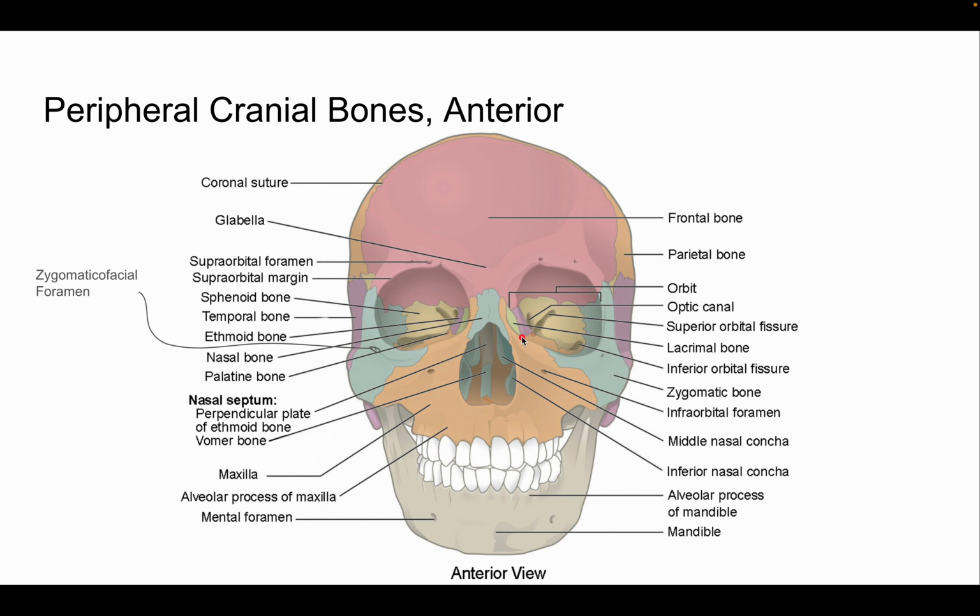And then just looking here, we have the maxilla. We have the alveolar process of the maxilla, and that's just where the teeth are going to be sitting. So this right here is the extension of the maxilla. And then same thing with the mandible, we have the alveolar process in the mandible.